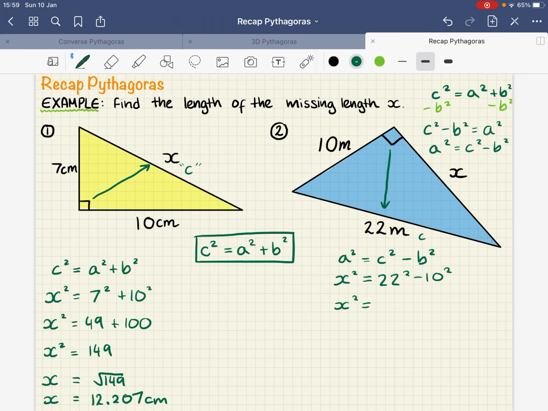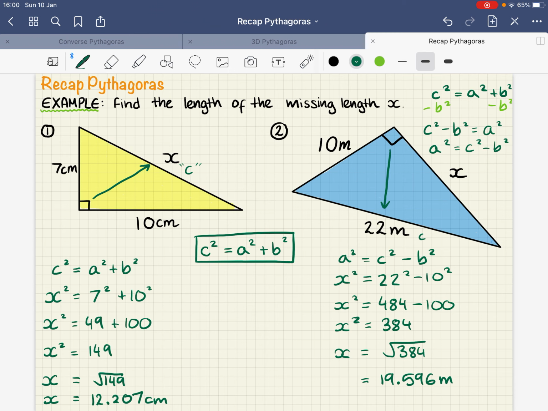So x squared equals 484, take away 100. So x squared is going to equal 384. So my x will be the square root of 384, which will come out to 19.596, and that's if I had to do it to 3 decimal places.